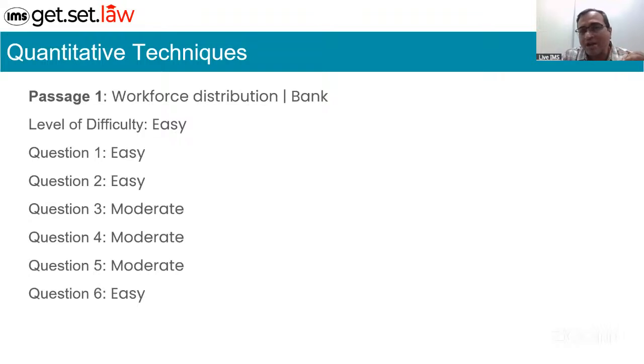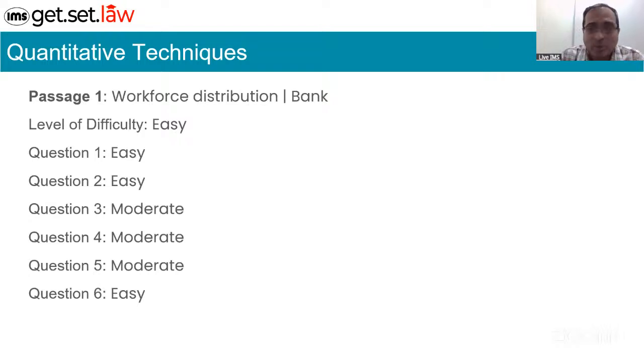Okay, so let's look at the first QT set. The first QT set was basically based on workforce distribution in 6 banks. The total number of employees was given to be 500. The distribution in the 6 banks was given to us. Another important thing is the numbers were also good numbers, hence this set should have been solved.